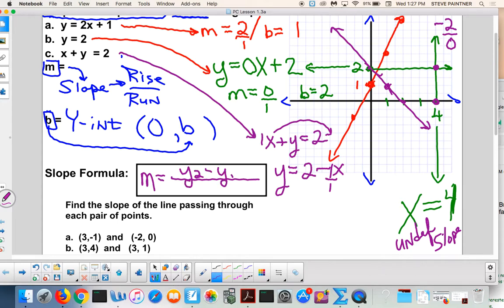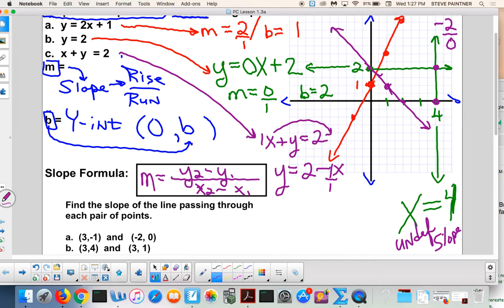If you ever get confused, it's always rise. The only thing that's going to control the rise or the fall are the y values, over the run. The run is left and right. That would be the x values, x2 minus x1. With that formula, you can find the slope of a line given 2 points.